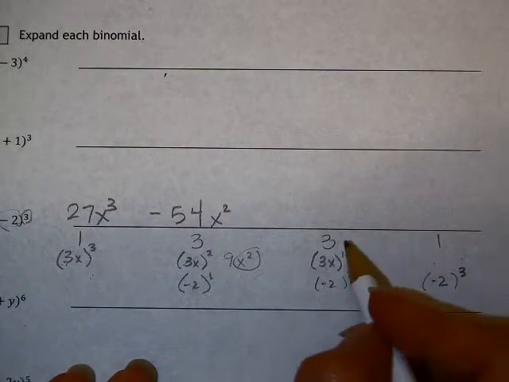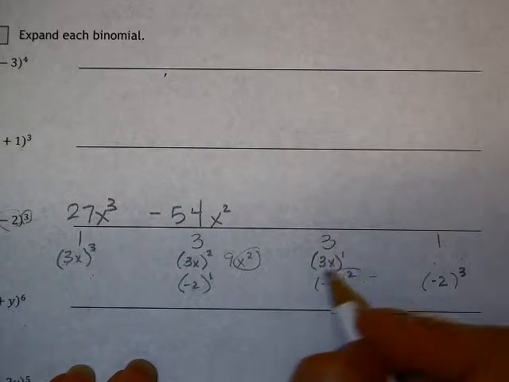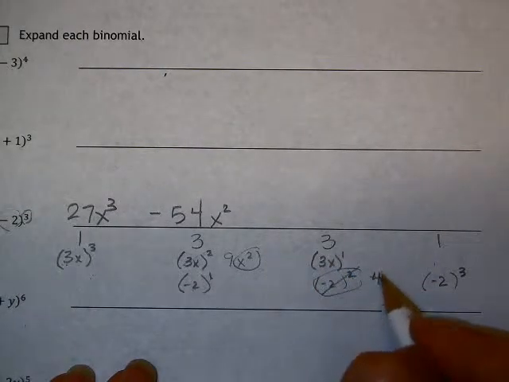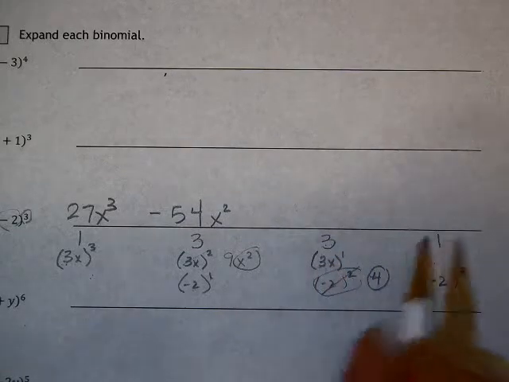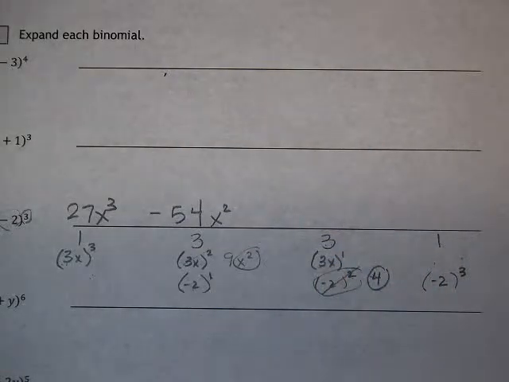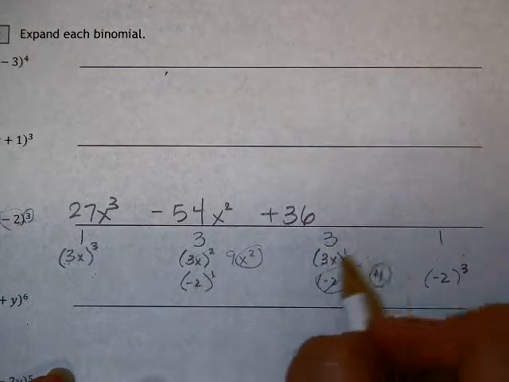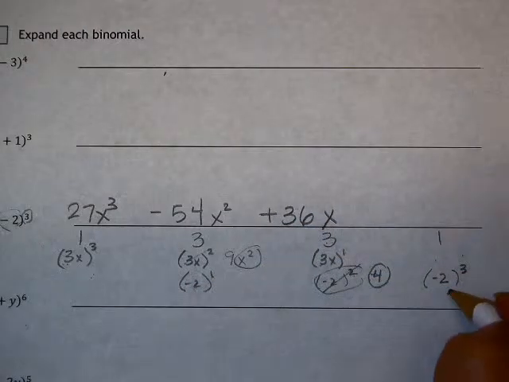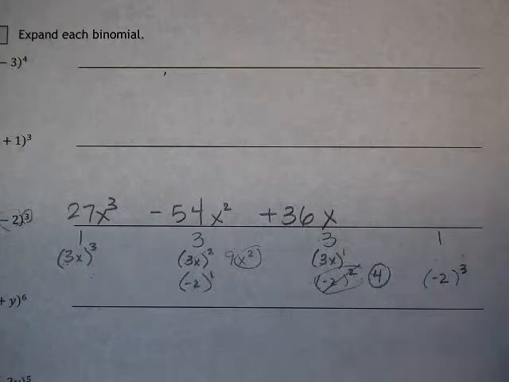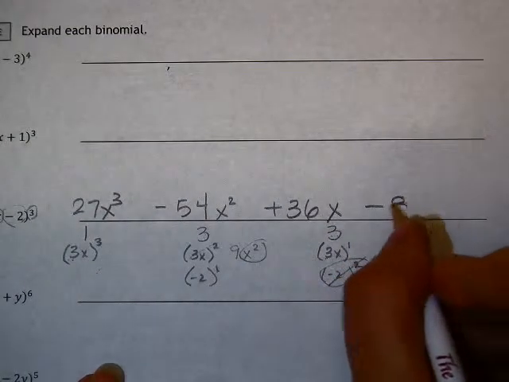For this one here, I have 3 times 3 times, this is really +4, so 3 times 3 times 4 is equal to 36, +36. And this is just plain old x. And then this guy here, the only thing it really gets is -2 cubed, which is equal to -8.